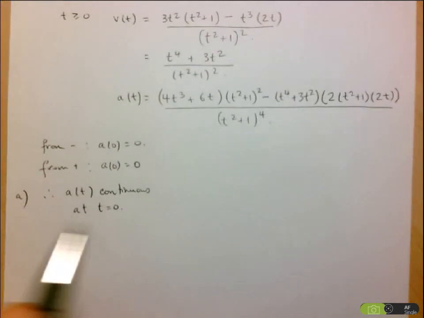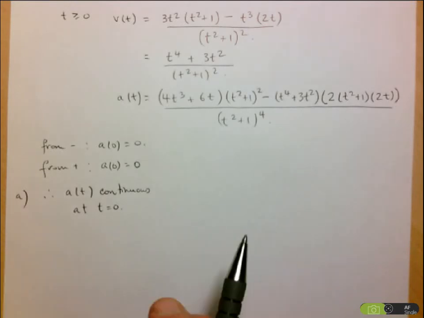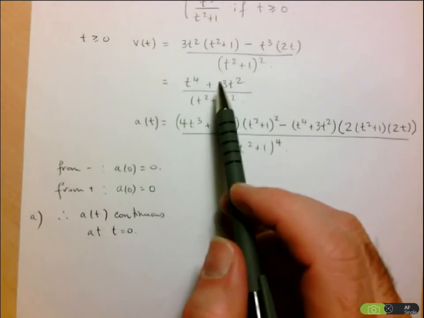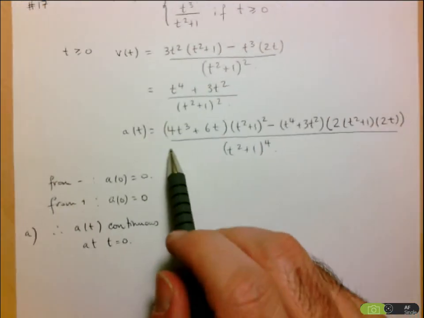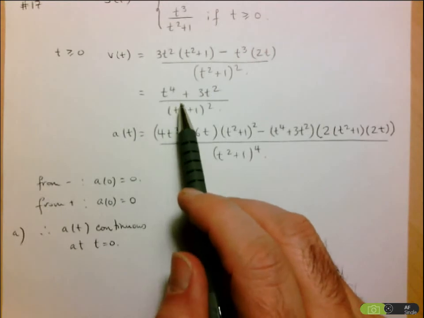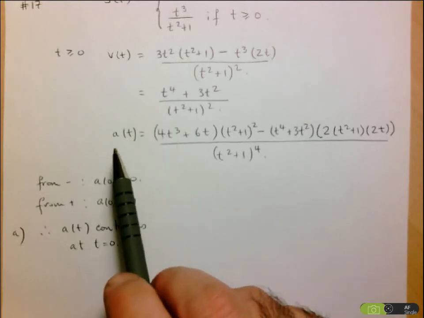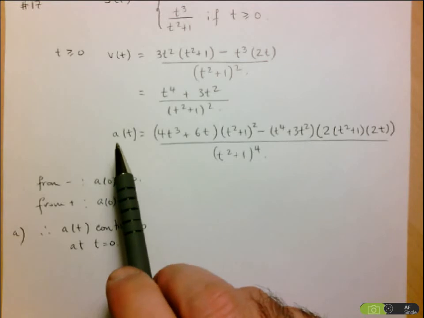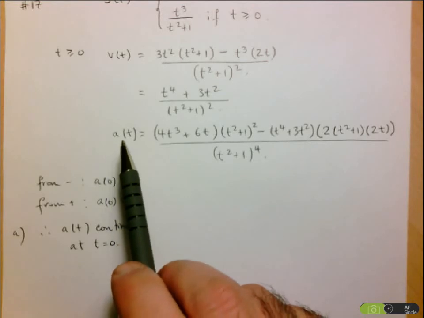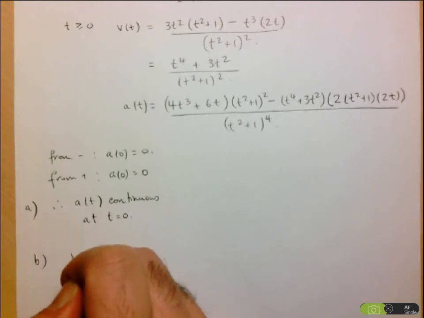Part B asks us what happens to the velocity and acceleration for very large values of t. Now here we have rational expressions, or rational functions, so we know that the only thing that's going to determine the end behavior is the highest term, to tell us whether it's approaching an asymptote or whether it's going to positive or negative infinity. Okay, so let's start with the velocity.